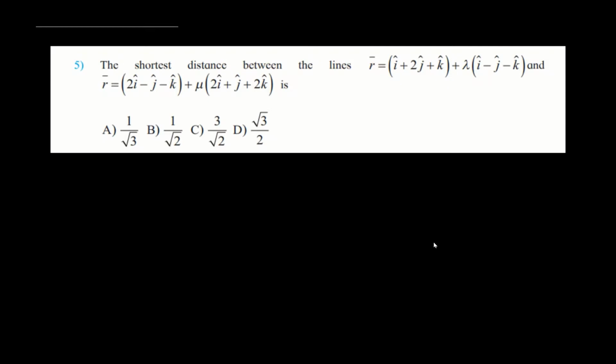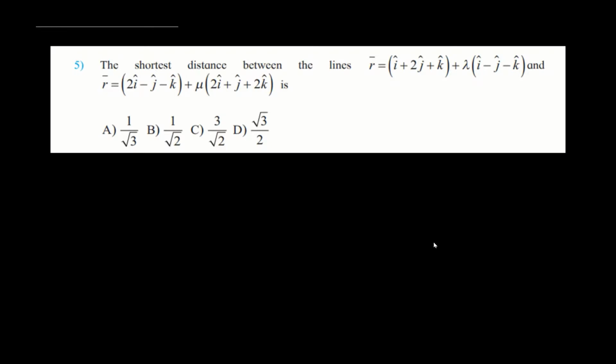Now we come to the next question. They have told us to find the shortest distance between the lines r = i + 2j + k + λ(i − j − k), and the other line r = 2i − j − k + μ(2i + j + 2k).